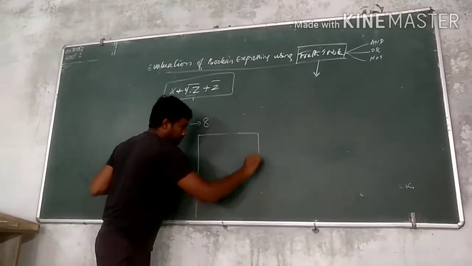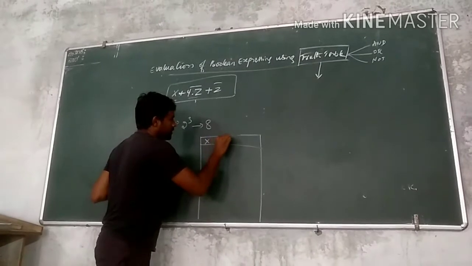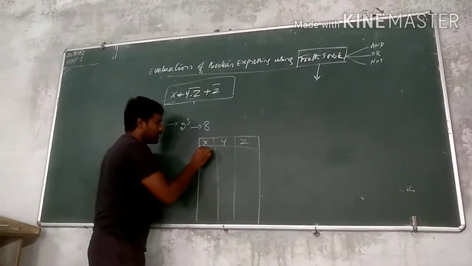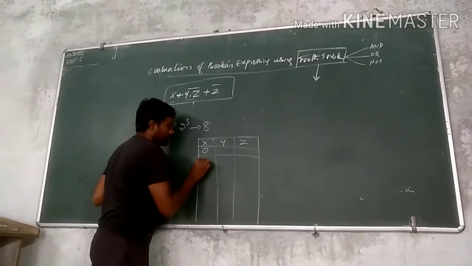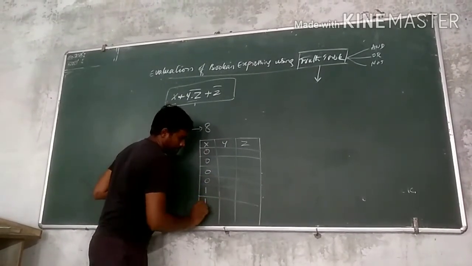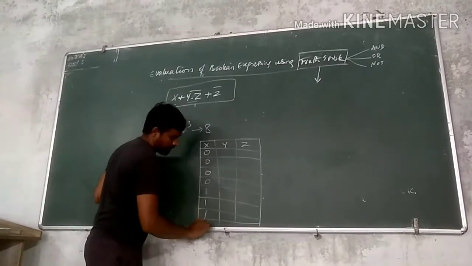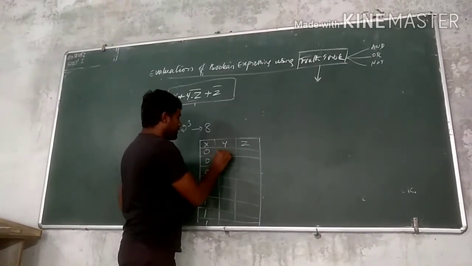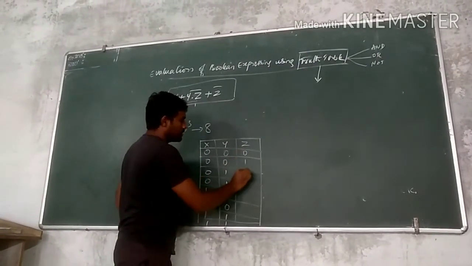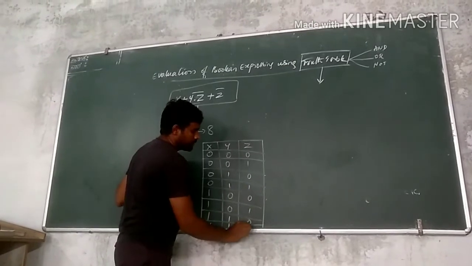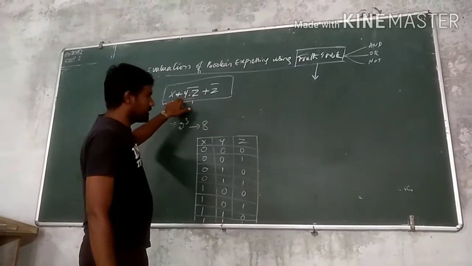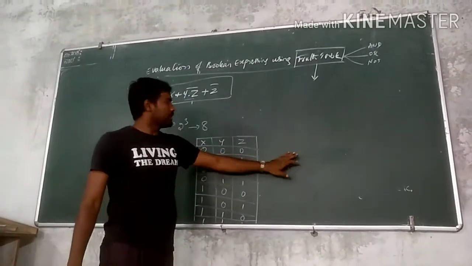That can be written in the truth table as x, y, as well as z. Totally 8 rows we need to use, that is 0, 0, 0, 0, 1, 1, 1, 1 for x. And then 0, 0, 1, 1, 0, 0, 1, 1 for y, and 0, 1, 0, 1, 0, 1, 0, 1 for z. These are the basic binary values that can be taken for these expressions, and later we are going to evaluate the expressions.